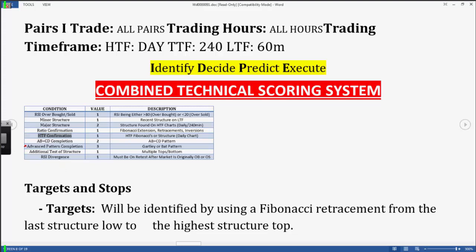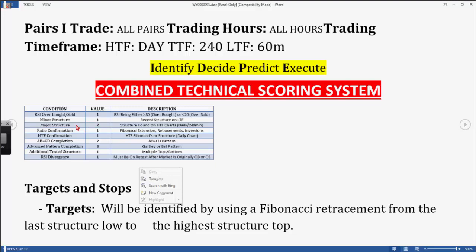If you want to take a higher probability trade, and again, I don't look at advanced patterns as being in there, you probably need at least 4, because 3 is major structure and RSI overbought. Is that enough? Ratio confirmation and an ABCD pattern for 3, is that enough? You'd rather have an ABCD pattern with ratio confirmation at minor structure. That's a 4. So 4 is usually the ground level of what you need to take that combined technical score.